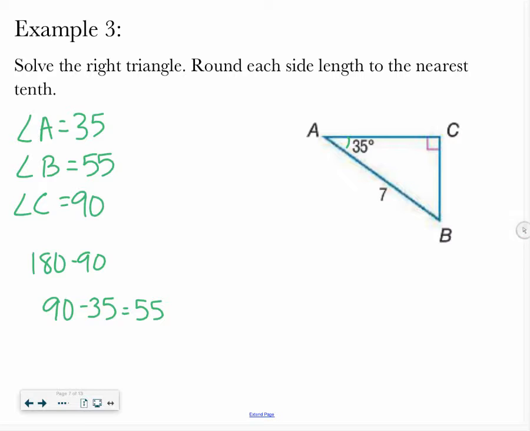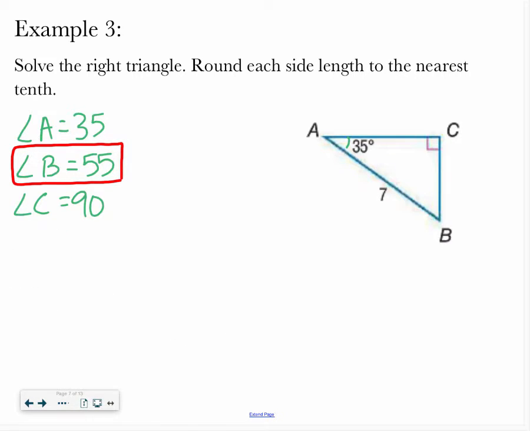If I ask you to solve the right triangle, that means you have to solve for anything that's not labeled in the picture. So you would have to solve for that angle. Now we have to solve for all of the side lengths. So if we look at side BC, AC, or AB, alright, AB, you can see is 7. But we have to figure out what BC and AC are.